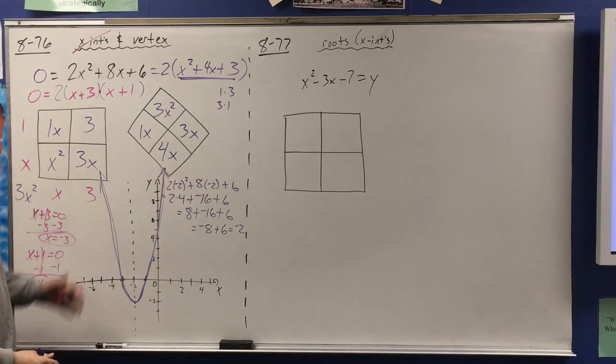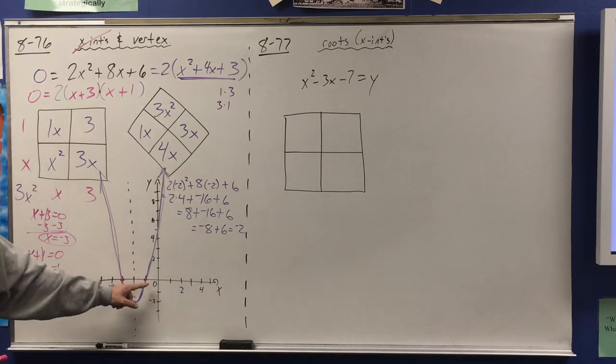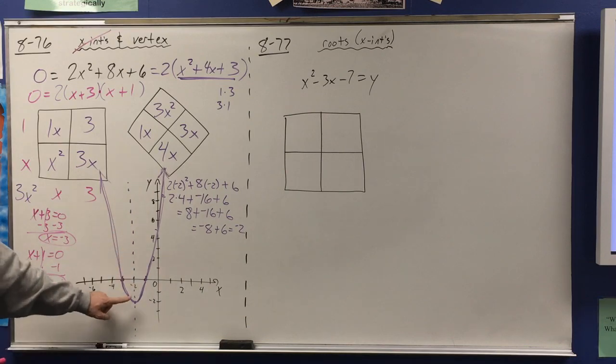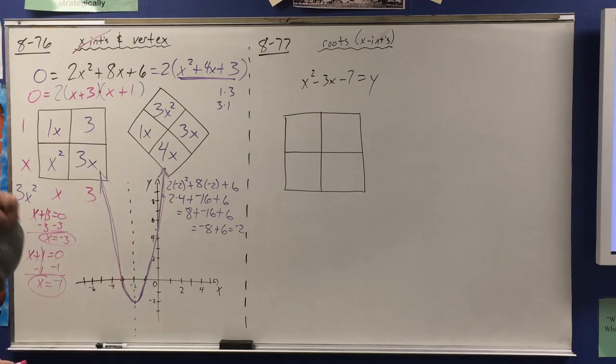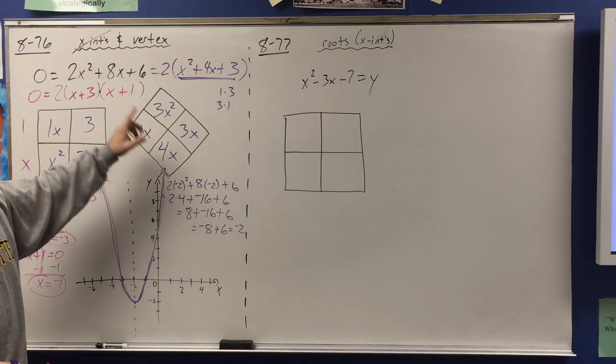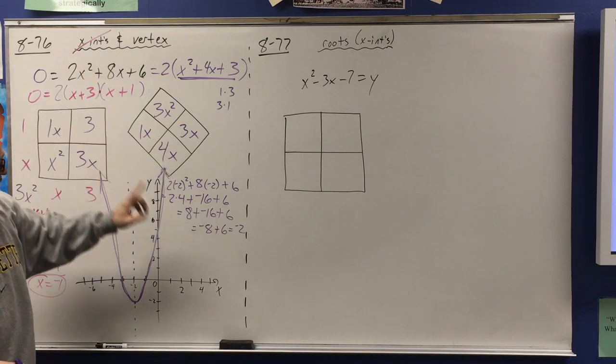Okay? I'm done. I got my x-intercepts. My vertex was right down the middle. I plug in that x value into the original equation, and I got my answer.